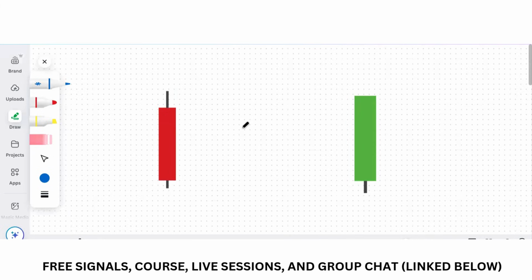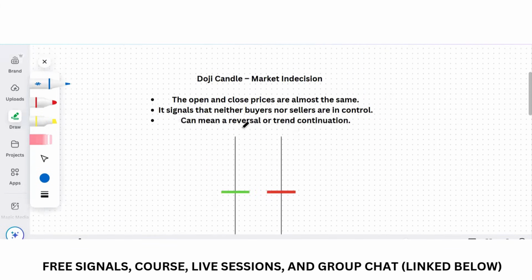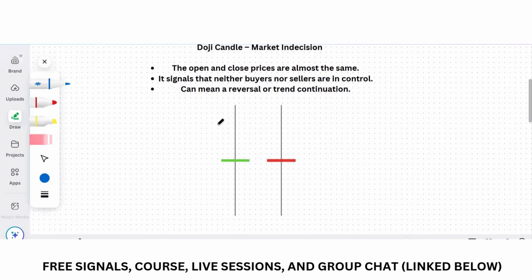So there are 3 very important patterns for beginners to understand when it comes to trading. We have a doji candle, engulfing candle, and hammer and shooting star candle. So let's talk about the doji candle first. You're going to see this a lot when you go on to TradingView and you start to mark up your own charts. So a doji candle, guys, is market indecision. This means we do not know whether the market is going to go up or down.